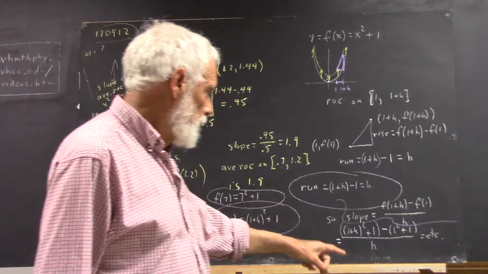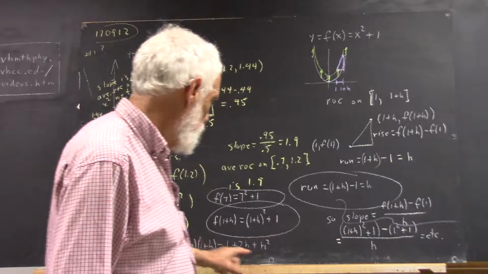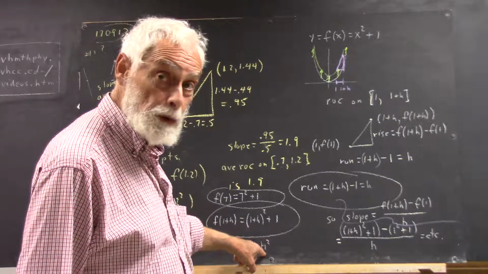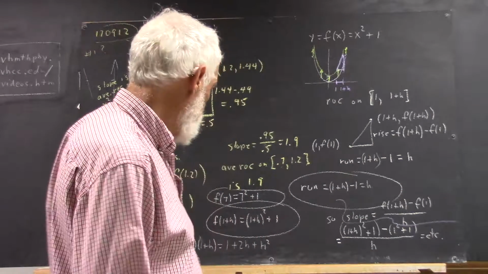And the first thing in simplifying is we square the 1 plus h. We replace 1 plus h squared with 1 plus 2h plus h squared. And then all the simplification becomes pretty straightforward.